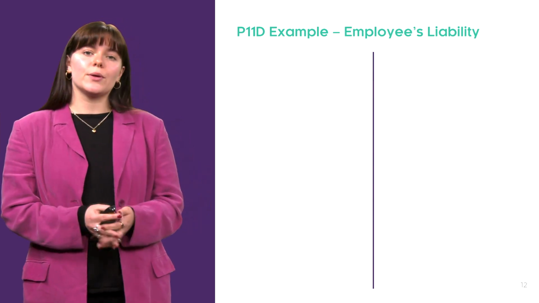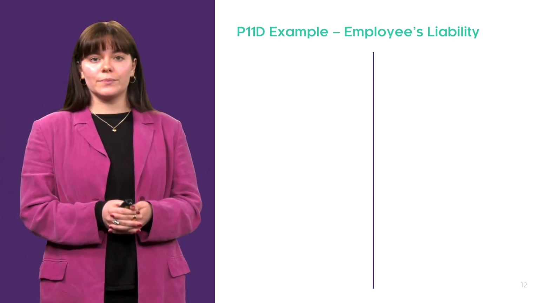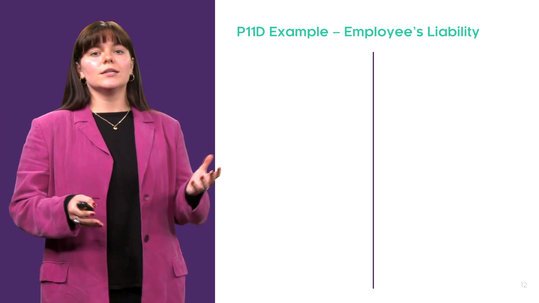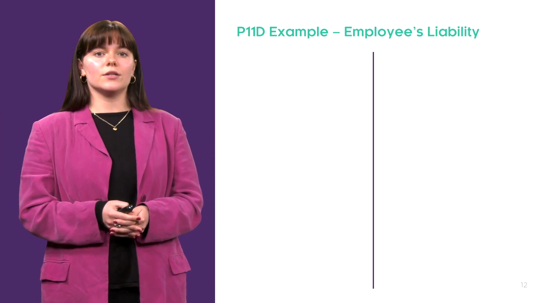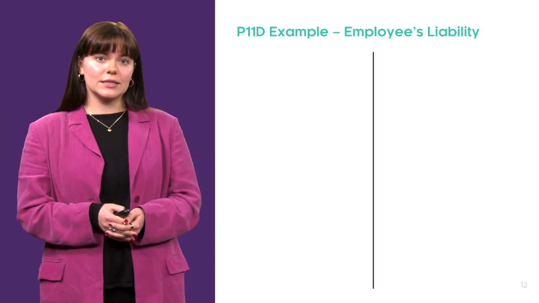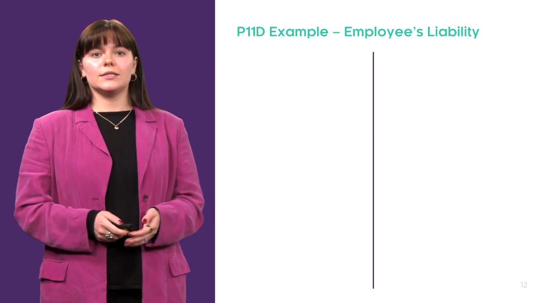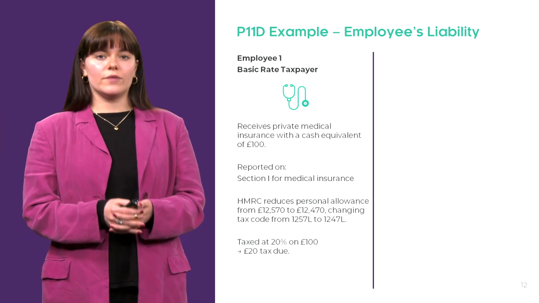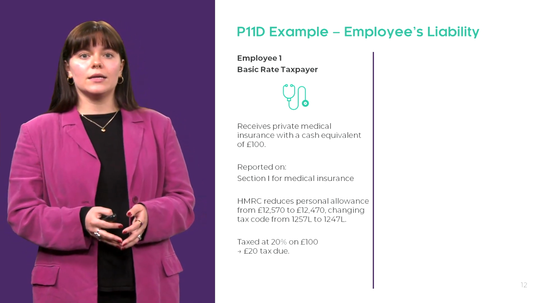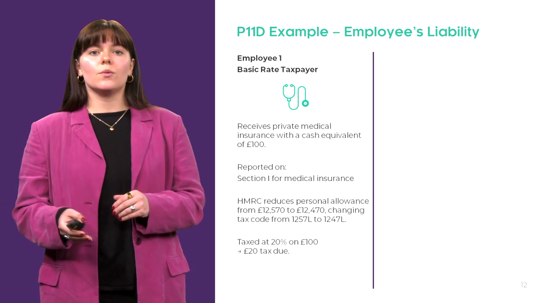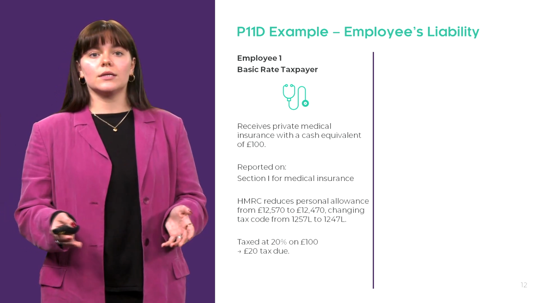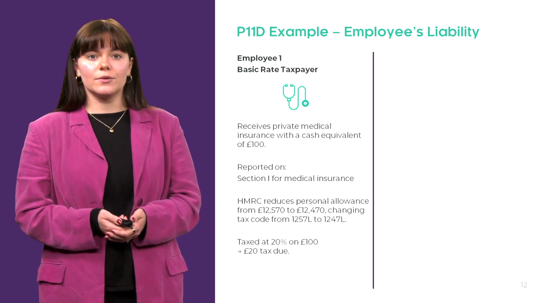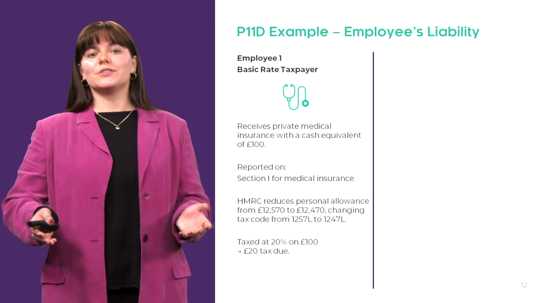Now that we have discussed both P11D and P11DB forms, let's use a couple of our examples we've used previously in the session to help understand the forms and how the change in notice of coding works. Let's say we have two employees who both work for the same employer. One of the employees is a basic rate taxpayer and receives private medical insurance where the cash equivalent is £100. This would be input in a P11D form on Section I, which is for private medical treatment or insurance.